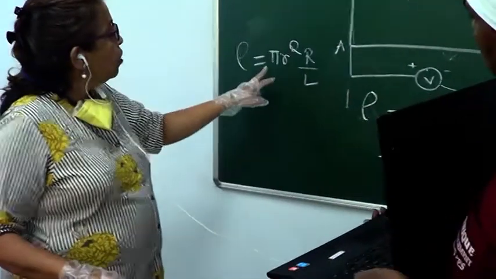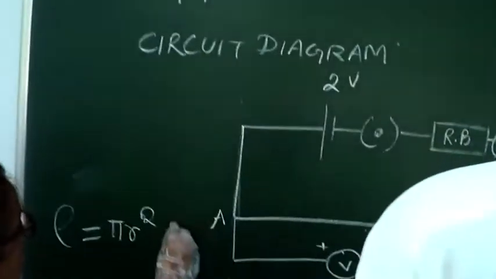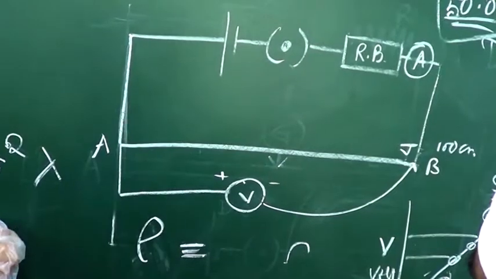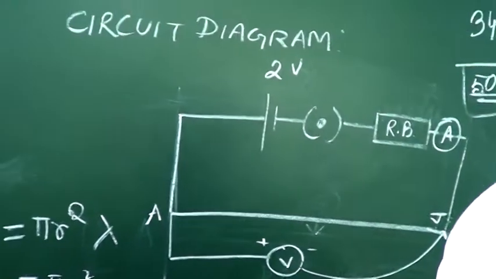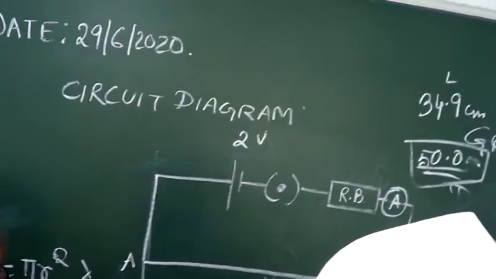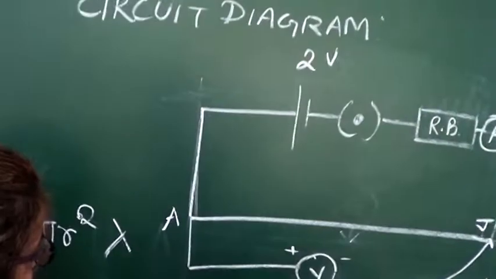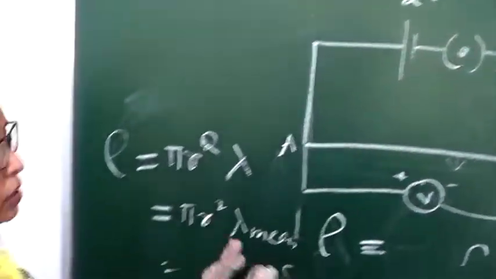How do you find out? Same formula, pi r square R by L. Now what is your R by L in this experiment? Follow? This is your lambda. So you obtain lambda. Now also you will do the homework. Pi r square, same table. You will make the same table the way you have done. You find out pi r square, the area of cross section, into lambda, the mean lambda. You will calculate and you will get the value more or less the same. The parameters can be different, but it is within the range.